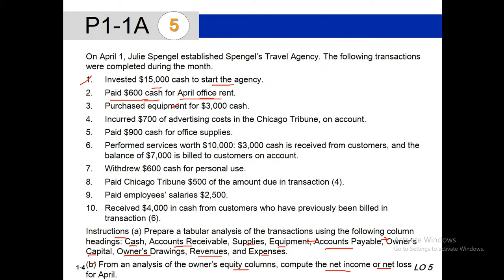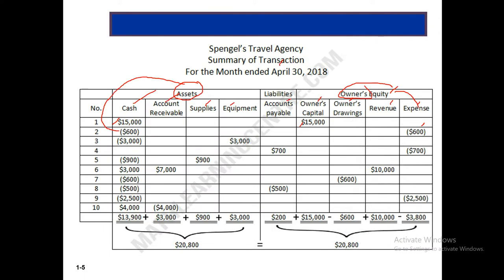Number 3, purchased equipment for 3,000 cash. We know that equipment is an asset. So for this purchase, the asset equipment will be increased and cash will be decreased, on the same side. The asset equipment will be increased by 3,000, and we have used our cash, so our asset cash will be decreased by 3,000.